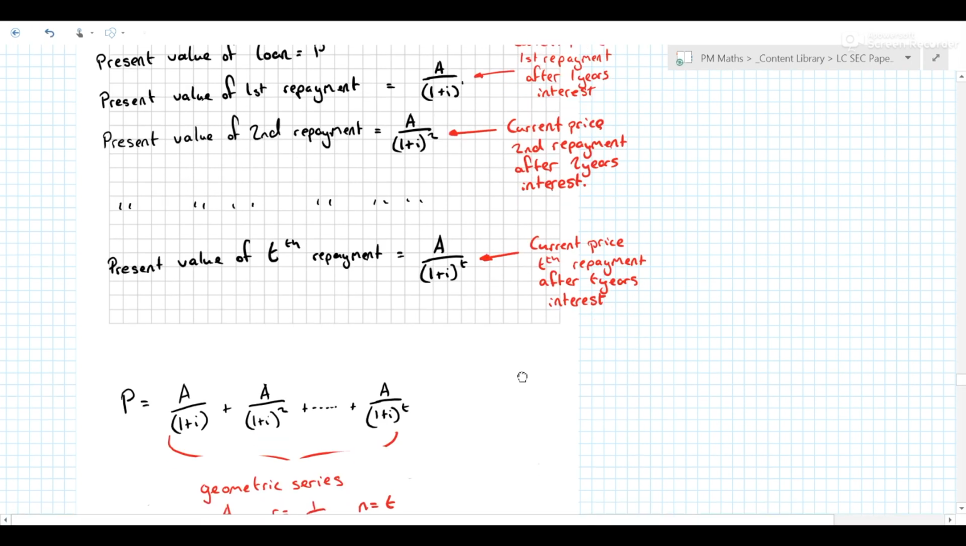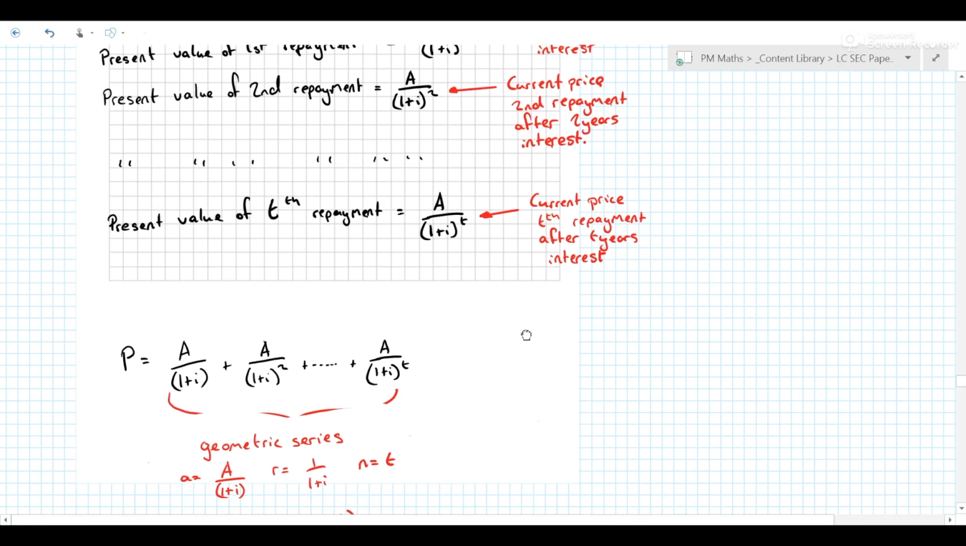So it's a geometric series. Well, what's the common ratio? Okay, the common ratio, well, what would you have to multiply this by to get to this? Okay, top by top, bottom by bottom if you're multiplying fractions. So A by something is A by 1. And then 1 plus I by something is equal to 1 plus I squared. Well, obviously 1 plus I.